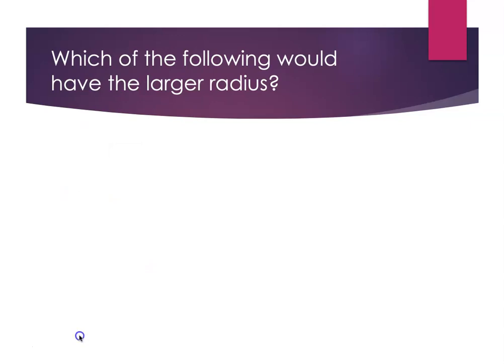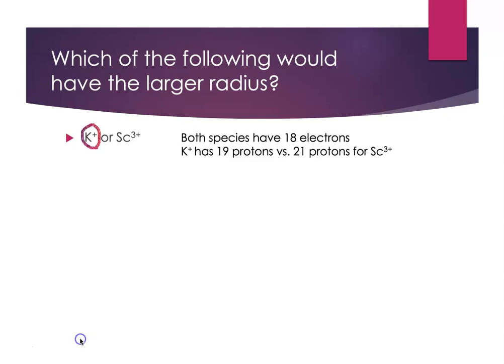All right, let's do a few more. If we have the potassium ion or the scandium ion, I would expect the potassium ion to have the larger radius. Both have 18 electrons, so again, isoelectronic, but the potassium ion has 19 protons versus 21 protons for scandium. If I'm looking at chloride ion versus iodide ion, I would expect the iodide ion to have the larger radius. Iodide has more occupied energy levels than chloride, right? It's in a lower period.